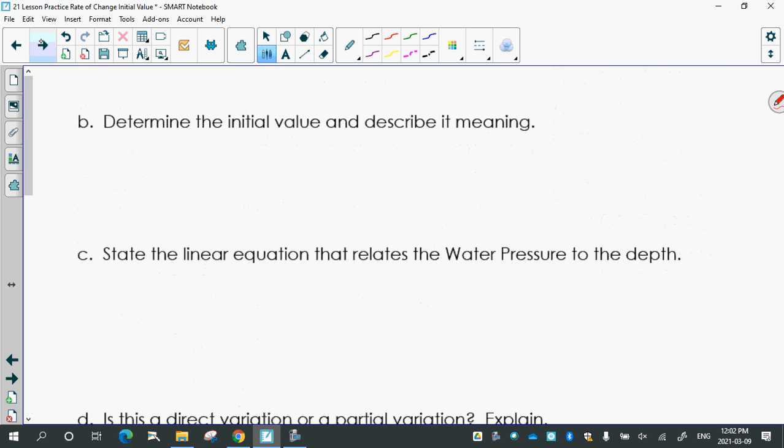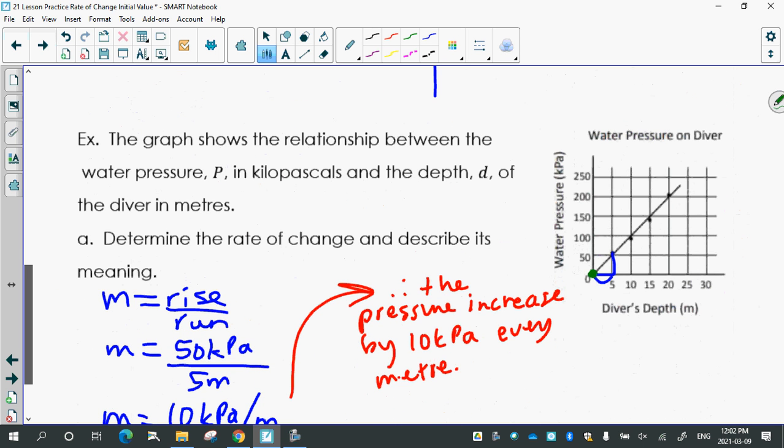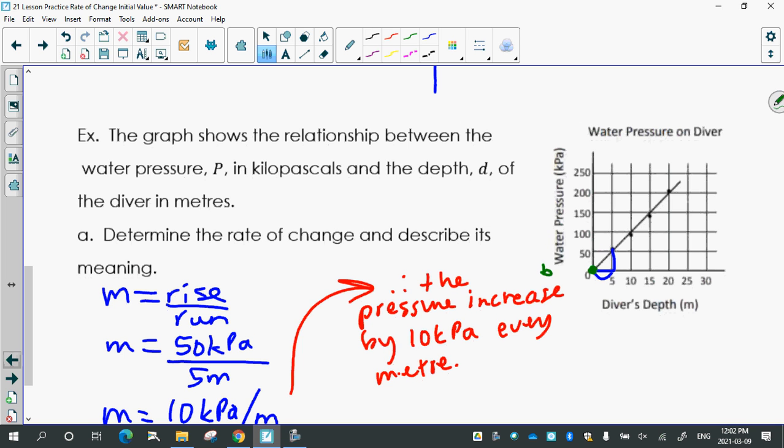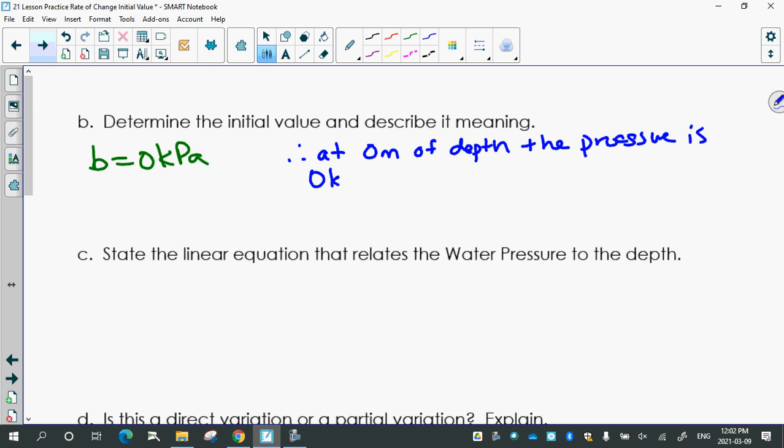All right. B, determine the initial value and describe its meaning. Okay, so let's go back to our graph. Initial value is 0. Does everyone see that? There's our initial value. b equals 0 kilopascals. How would I describe its meaning? Therefore, at 0 meters of depth, there is 0 kilopascals. Okay, so at 0 meters of depth, the pressure is 0 kilopascals. That's fine.